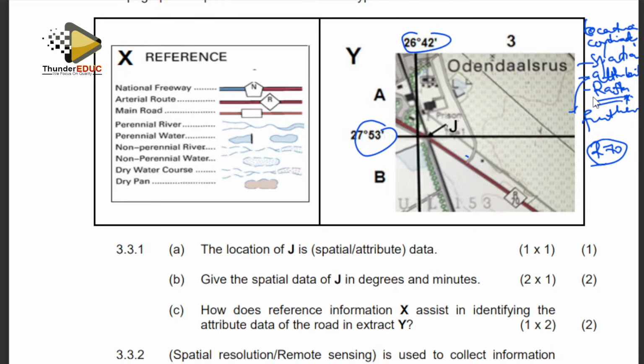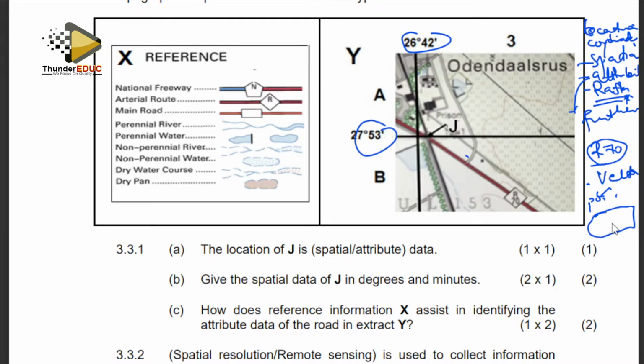For example, an orthophoto map is an example of raster data. Then we have vector data. What is vector data? Vector data is data in form of points, lines, and polygons. For example, spot height is a point. A road and a river is a line. Then a dam is a polygon.